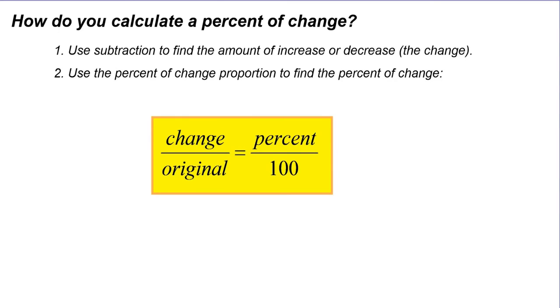What's different about this is that this is usually the part and this is usually the whole. So the change is kind of the part, and the original amount we started with is the whole. This ratio on this side is still the same, it's always a percent out of 100.